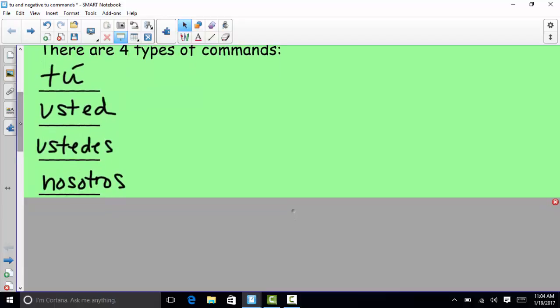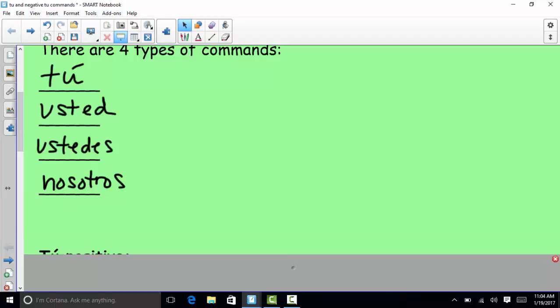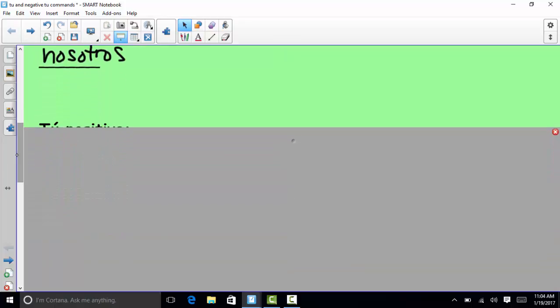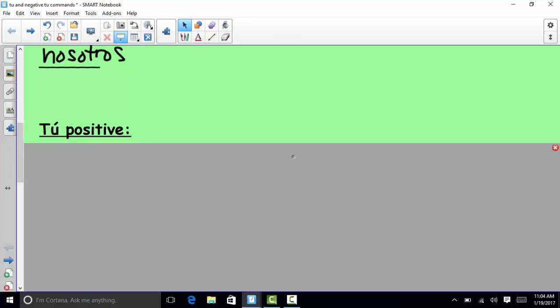Ustedes would be a group of people. You're saying you all study. So that would be like something your teacher would use when talking to students. And nosotros would be like, let's all go do this. Okay, so today we're just going to focus on affirmative and negative tú commands. You're going to hear me refer to affirmative and negative a lot when I'm talking about commands. Affirmative command means you're telling someone to do something, and a negative command means you're telling someone not to do something. Okay, so that's all I mean when I say affirmative or negative.